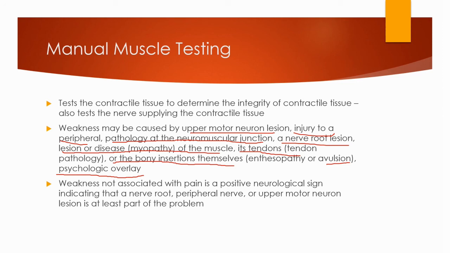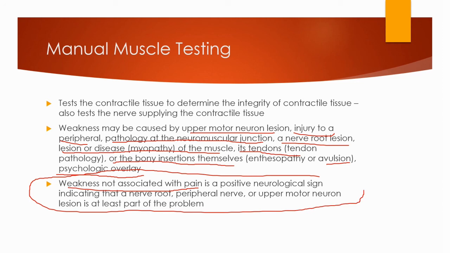Now, many times when we do our manual muscle testing, the examinee will report weakness due to pain. Well, the AMA guides discount or disqualify weakness due to pain, but weakness that is not associated with pain is a positive neurologic sign indicating that a nerve root, a peripheral nerve, an upper motor neuron, or a neuromuscular junction is at least part of the problem. And the reason that there's no pain is because in these cases, the contractile structures, the muscle and the tendon, are normal, but the contractile structures are weak because they're getting poor neurologic supply due to injury to the neurologic structures.